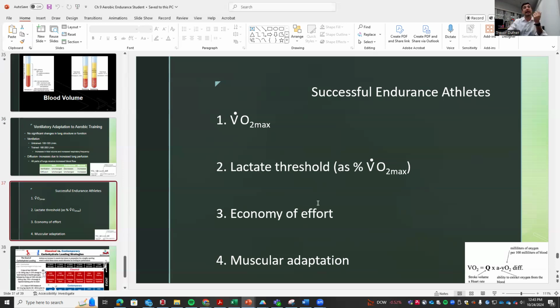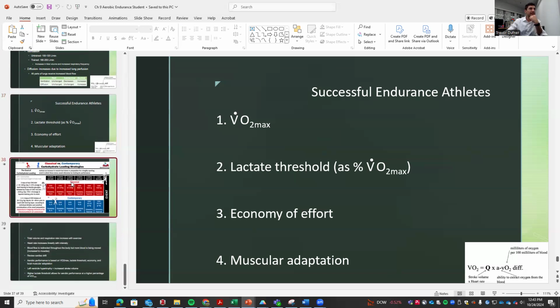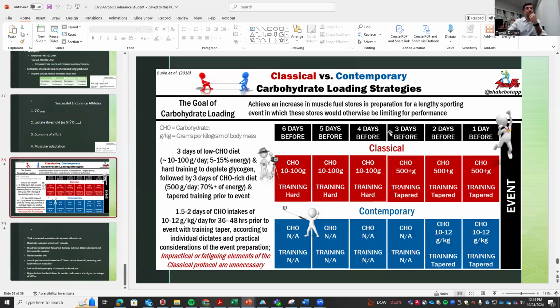Economy of effort, again, is just the economy. So how much energy does it take you to do each of these activities? And these all kind of key on the muscular adaptation, right? Muscular adaptation is kind of leading to a change in all of these things. Almost done here. I know I've gone through it fast, but hopefully you guys prefer it to be fast rather than slow.